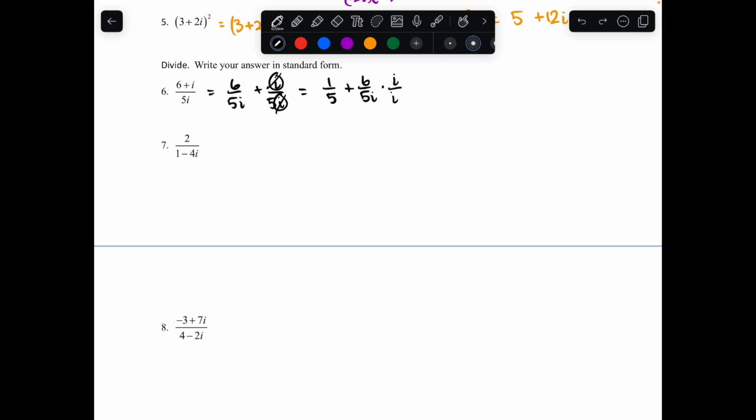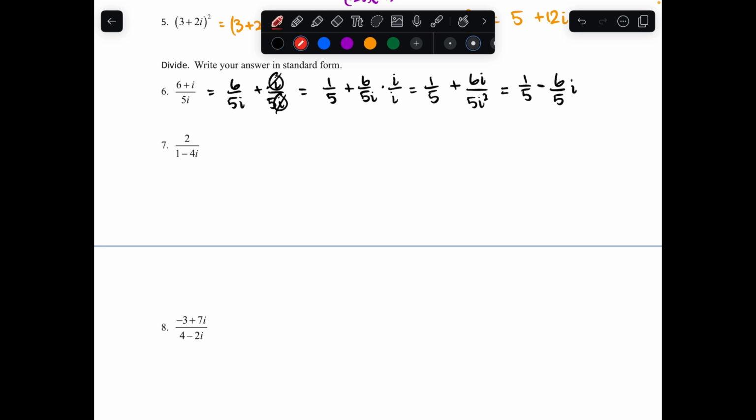This becomes 1 over 5 plus 6i divided by 5i squared. But what is i squared? Negative 1. So this becomes 1/5 minus 6 over 5 times i. Since this is of the form a plus bi, it's in standard form, and that's our final answer.